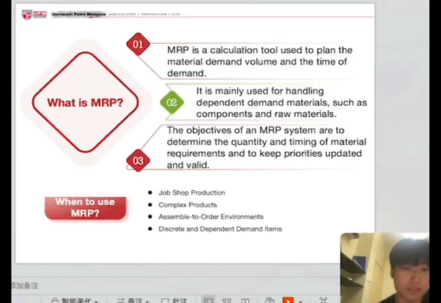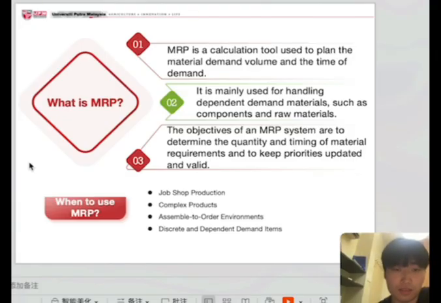So the first part, introduction. What is MRP? MRP is a calculation tool used to plan the material demand volume and the time of demand. It is mainly used for handling dependent demand materials, such as components and raw materials.